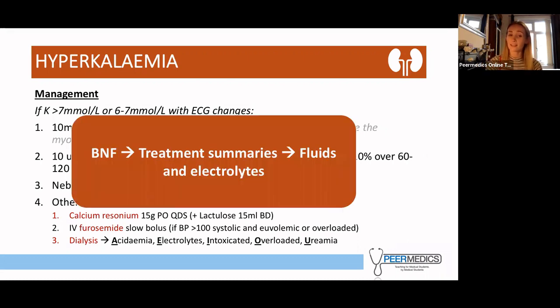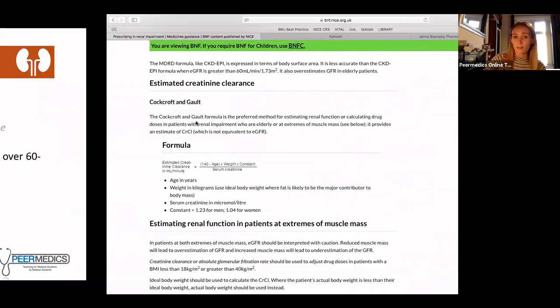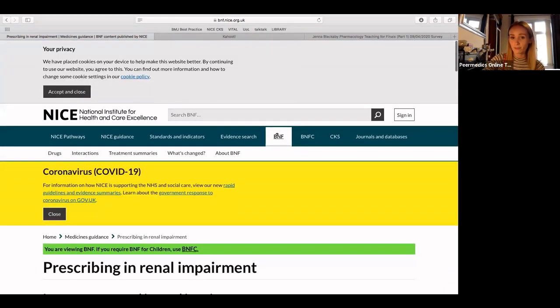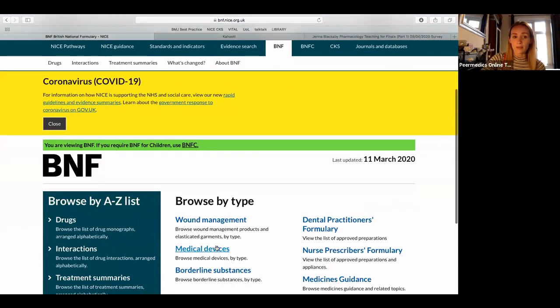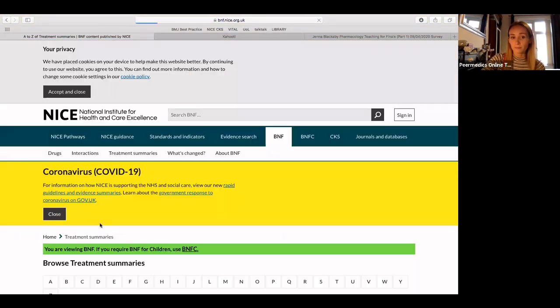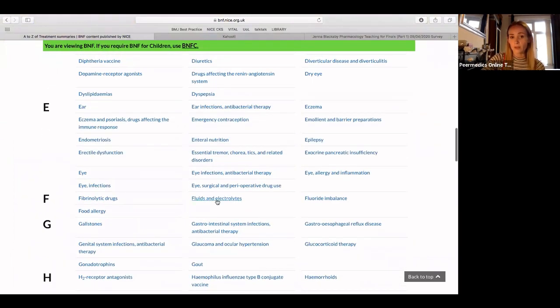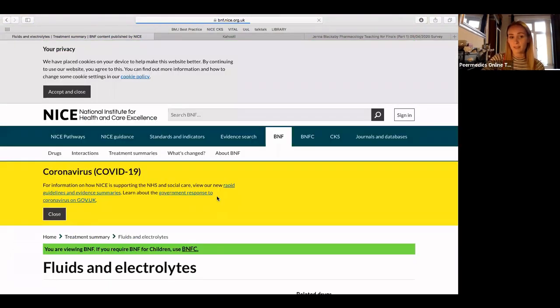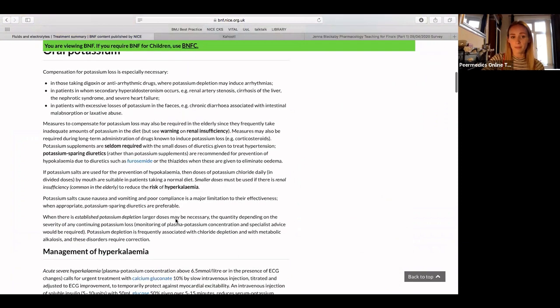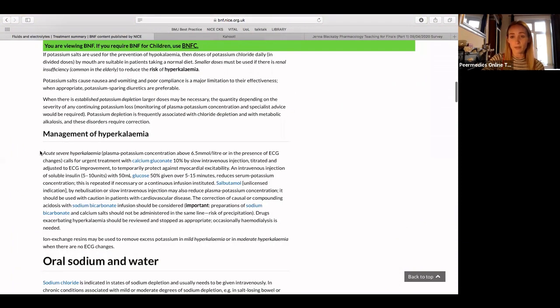Okay, again, you do not need to remember this. This can all be found in the fluids and electrolytes part of the treatment summaries. So to find those, again, go to the BNF, and we go to treatment summaries, and we go down to fluids and electrolytes, and on here, oral potassium and managing hyperkalemia. So it will give you every single step in this section.